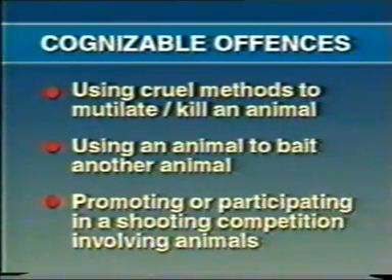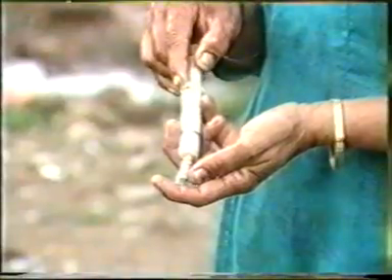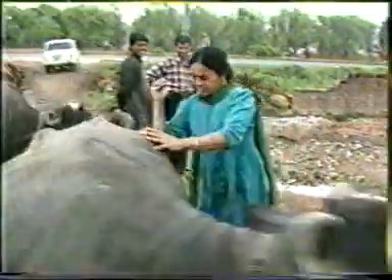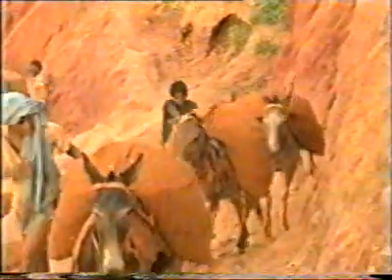Promoting or participating in any shooting match or competition wherein animals are released from captivity for the purpose of such shooting. This is covered by Section 11(1)(o). Offences falling under all the other sub-clauses are non-cognizable, and the offender can be arrested by the police only after obtaining an arrest warrant from the concerned magistrate or judicial officer.